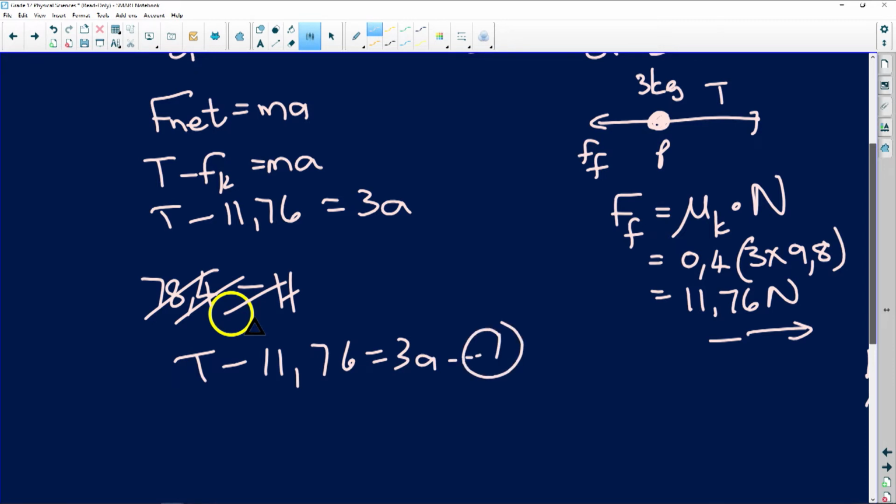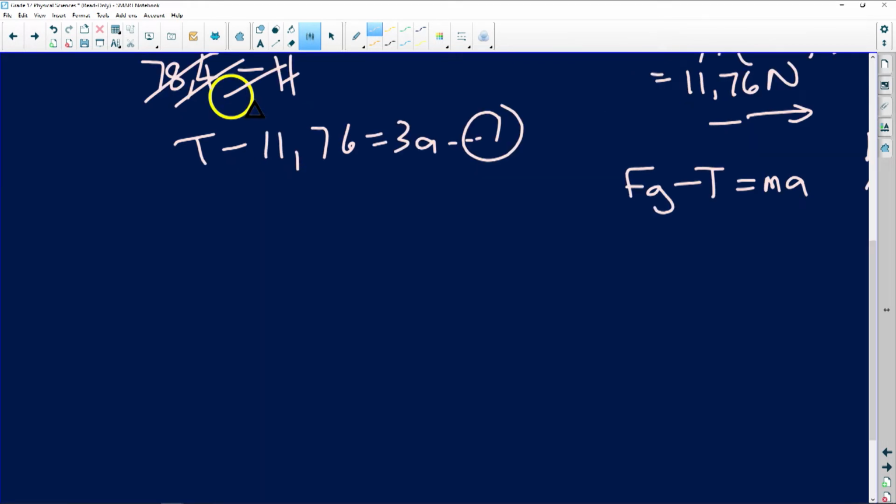All right, so we've got T minus 11,76 is equal to 3a, and that is our first expression. Now looking at the second part of the question, we've got Fg minus T equals ma. So this is for the 8 kg object. All right, so if I look at the 8 kg object, it's got force of gravity acting down.